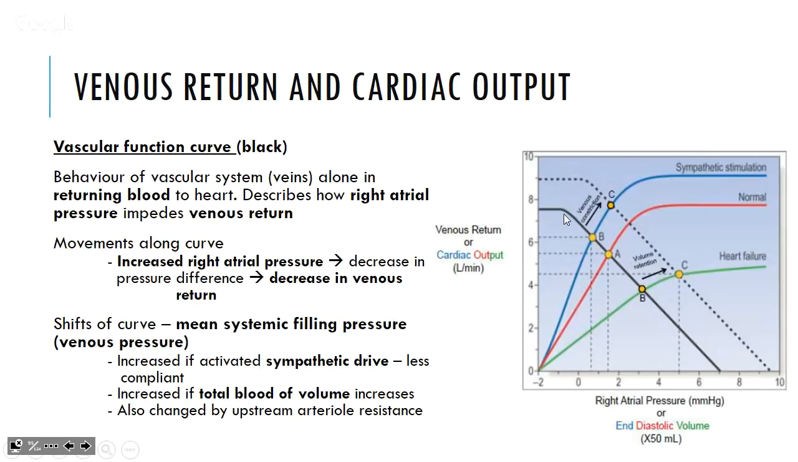So now we're going to have a look at the black curve here. This is between right atrial pressure and venous return. As we talked about before, if right atrial pressure increases, it will have increased resistance from the veins. Because of that, when right atrial pressure increases, you'll actually get decreased venous return. I think that's the most important thing to know.